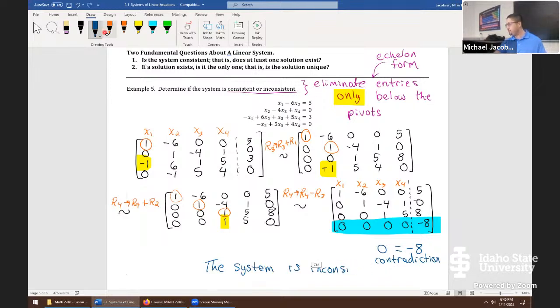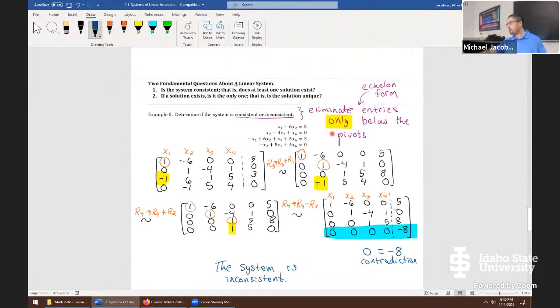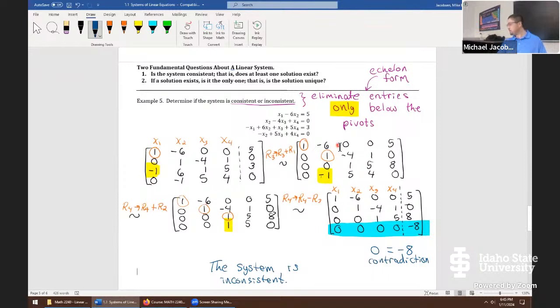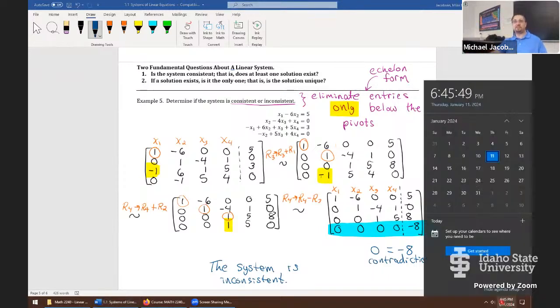Let me try to fix that penmanship. I think I'm trying to beat the 645 on this. The system is inconsistent, meaning there's no solutions at all to this thing. If you attempt to get one, you have to deal with a contradiction. 0 is not -8. And so that's the end on this one right here. Sorry for running right up to the minute. Any questions on this one, folks, before we call it a night?